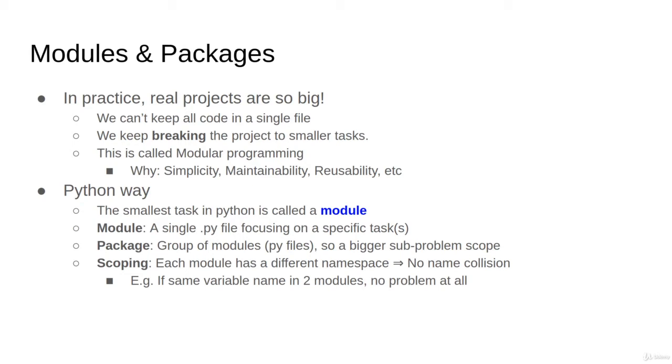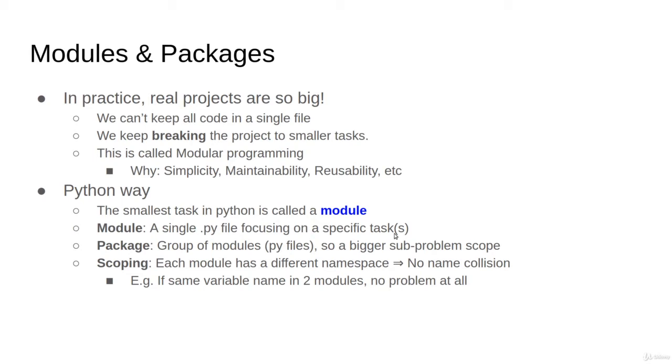This has a lot of advantages, like making our life simple, maintainability of the code, your ability to fix and enhance the code, and reusability. If you did something, others can reuse it, so we don't write it many times. In Python, the smallest task is named a module. A module is just a single Python file focusing on a specific task.